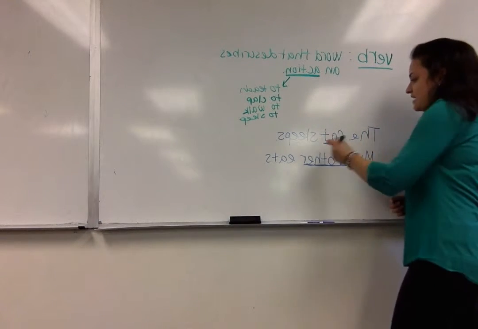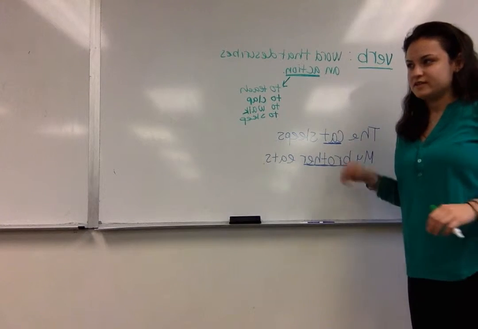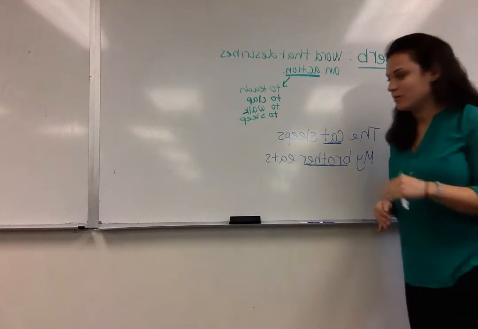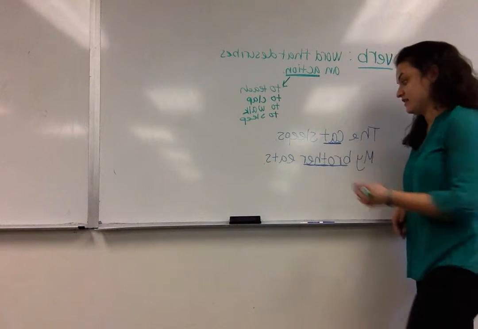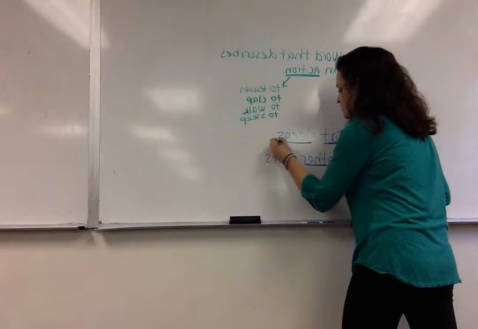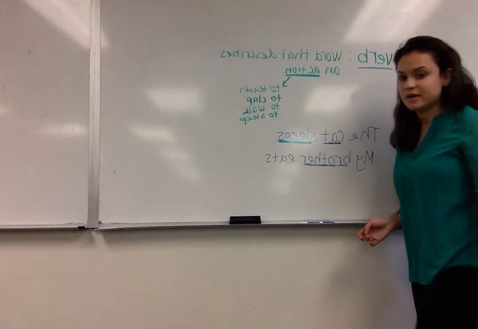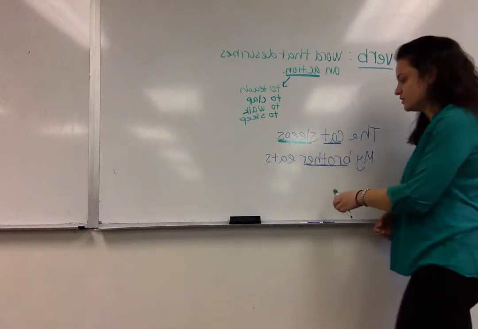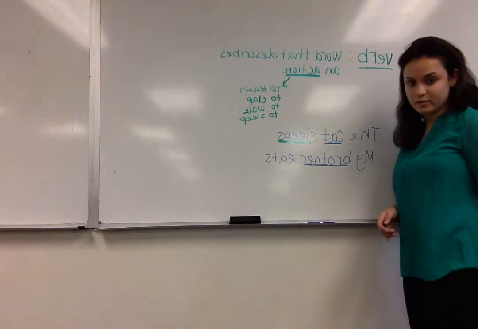So if we say the cat sleeps, and cat is the noun, let's think about it. What word in the sentence is telling us what the cat is doing? What word in the sentence is describing the cat's action? I think it's sleeps, right? Because you have the cat, and what it's doing is sleeping. And that's what that's telling us. So the cat sleeps, cat is the noun, and sleeps is the verb.